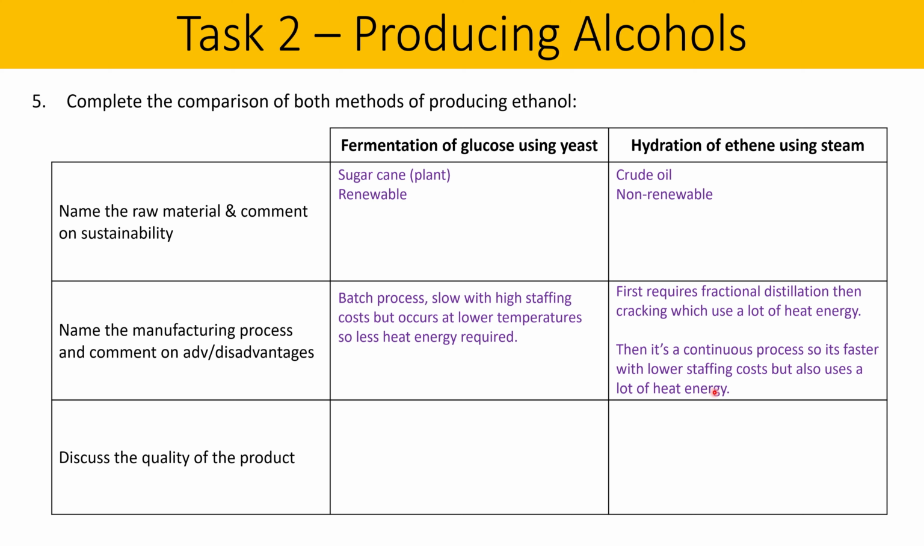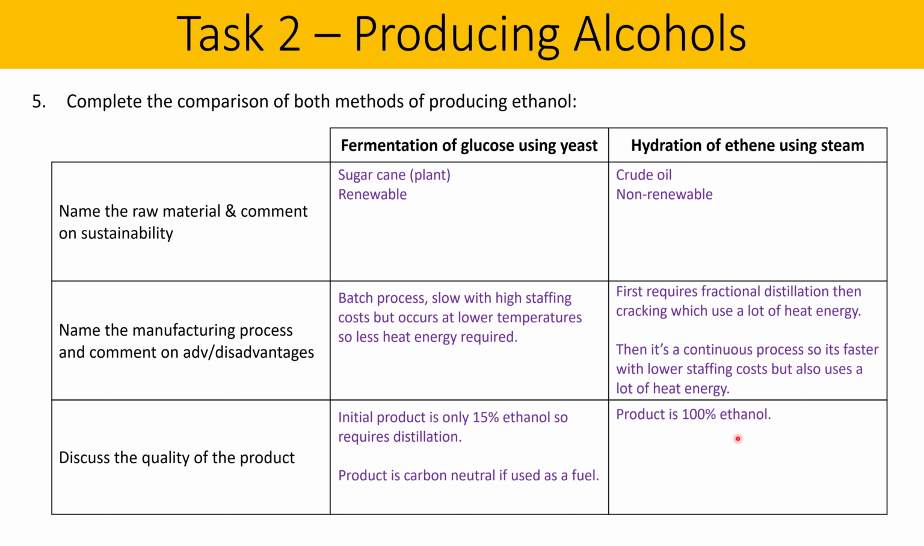Next, let's discuss the quality of the product. So with the fermentation of glucose using yeast, remember that our product is only 15% ethanol, so if you wanted to use that ethanol as a fuel, it would require further distillation. However, that product is carbon neutral if used as a fuel, which is a key environmental advantage as it will not contribute to global warming. The quality of the product via hydration of ethene using steam is 100% ethanol. However, the product is not carbon neutral, therefore it will contribute to global warming.